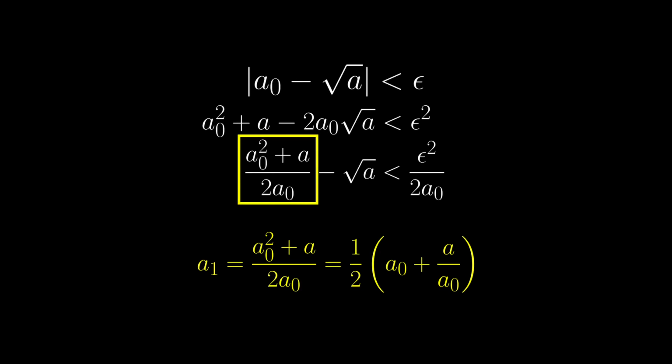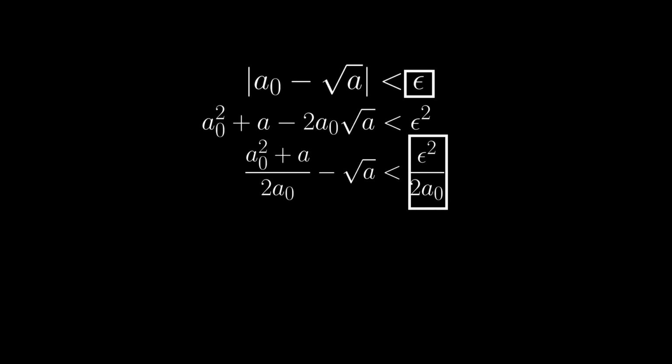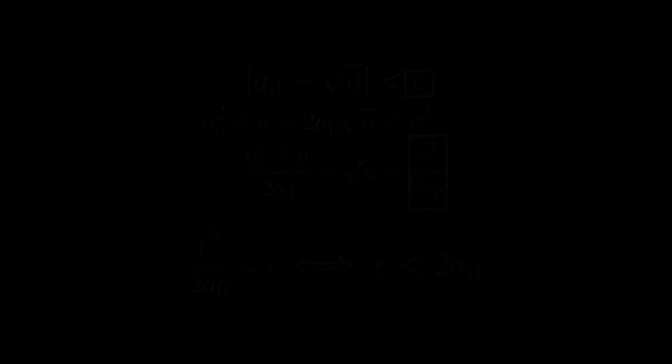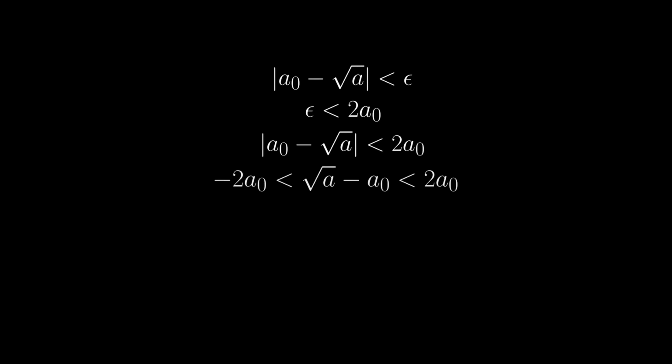Now look at these two error bounds. a1 is a better approximate if epsilon squared over 2a0 is smaller than epsilon, which can be rewritten as epsilon smaller than 2a0. But what does that mean? Substitute this back to the original error bound, and with some algebraic manipulation we have this inequality.